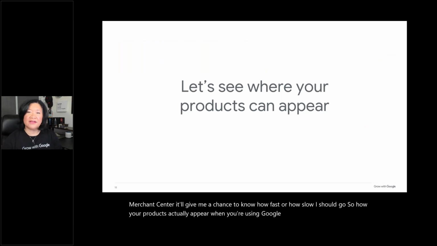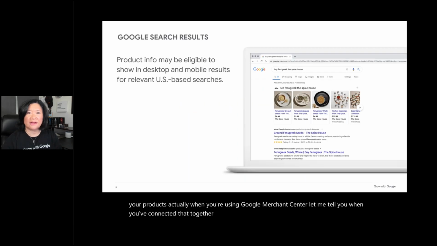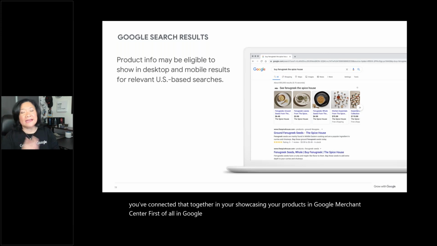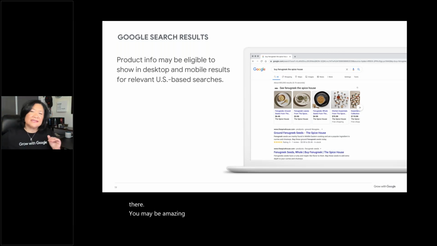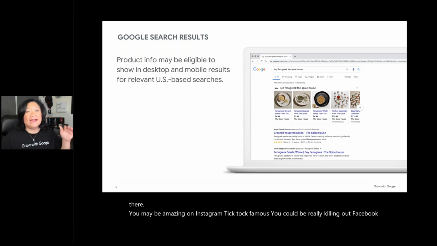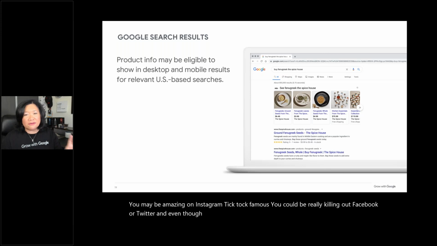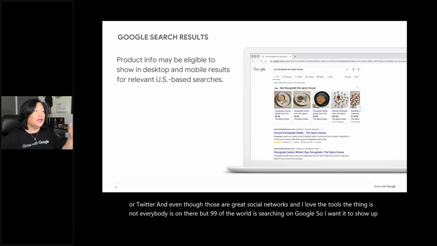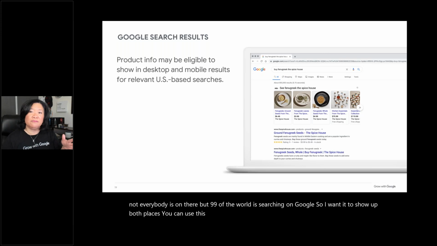Let me tell you, when you've connected that together and you're showcasing your products in Google Merchant Center, first of all, in Google search, we want to show up there, right? 99% of people are going there. You may be amazing on Instagram, TikTok famous, or really killing it on Facebook or Twitter. Even though those are great social networks and I love the tools, not everybody's on there, but 99% of the world is searching on Google. So I want it to show up both places. You can use this for free then and be in Google search results by connecting Google Merchant Center.